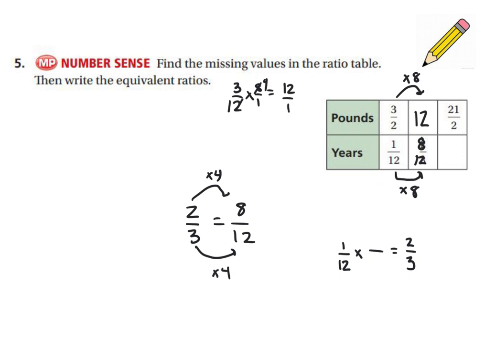Now to finish this one up, we'll go 3/2 times 7. 3 times 7 gives us our 21/2. And 1/12 times 7 gives us 7/12.